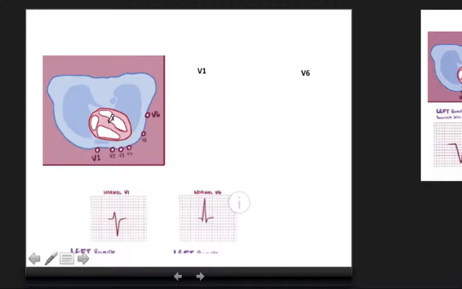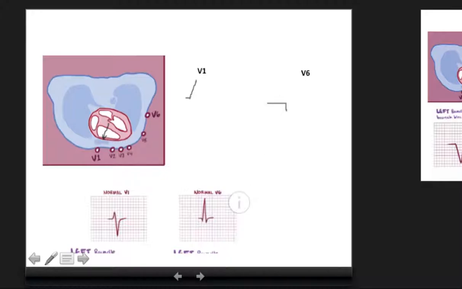So remember earlier I told you that the septum is supplied by the left bundle branch. So you're going to get signal going down this way. Because the signal is going towards the V1 lead, you're going to get a positive inflection in V1. And because the signal is going away from V6, you're going to get a negative inflection in V6.